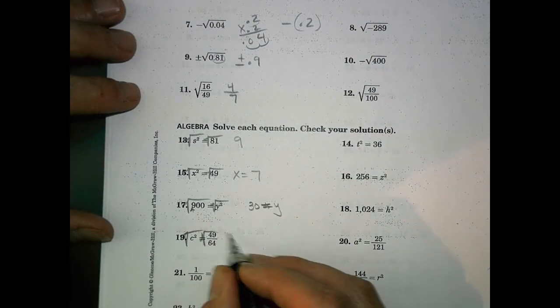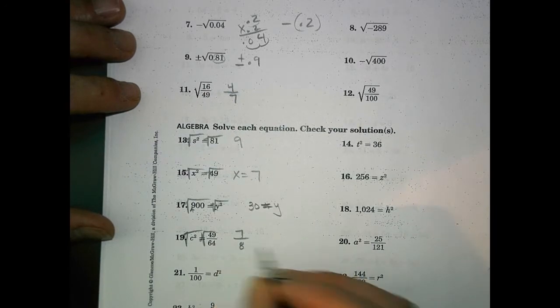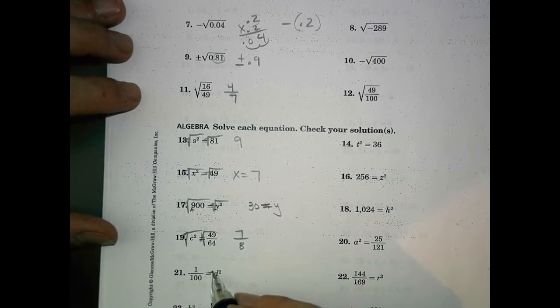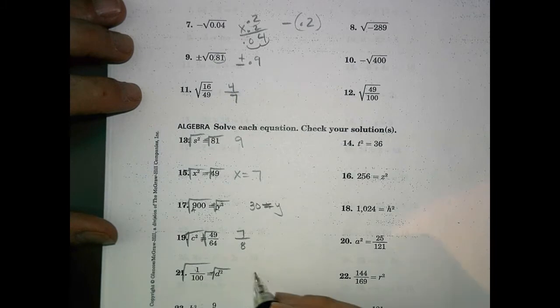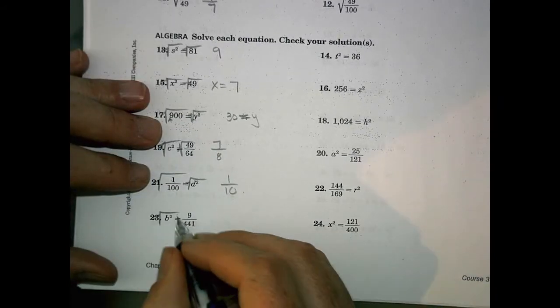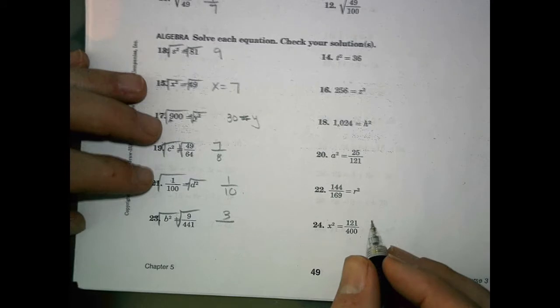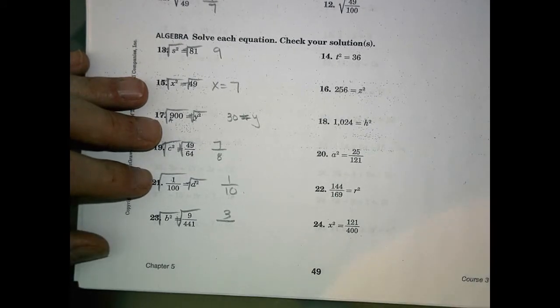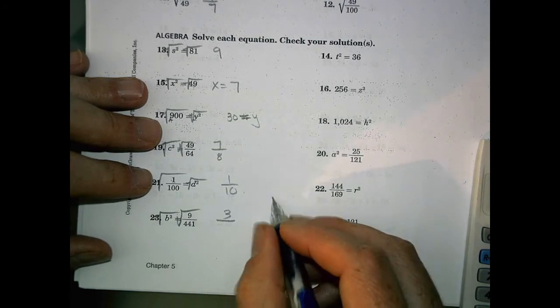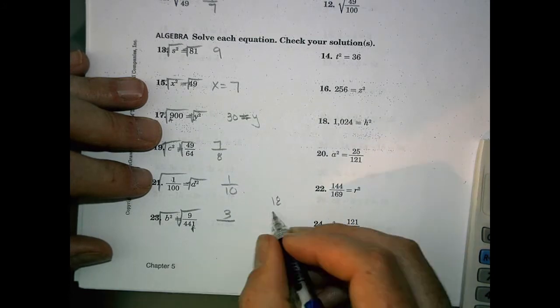Square root of both sides here, we'd have 7 over 8. In this case, square root of both sides, we have 1 over 10, because 10 times 10 is 100. And finally over here, square root of both sides. The square root of 9 is 3. The square root of 441, not sure. I would almost go with something like 18, because 8 times 8 is 81, so it gives me a 1 in that space there.